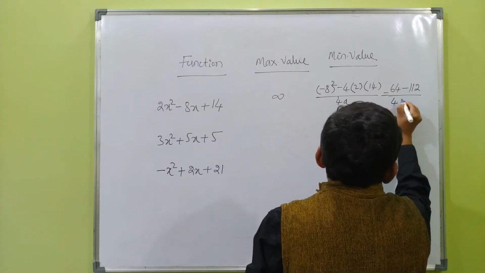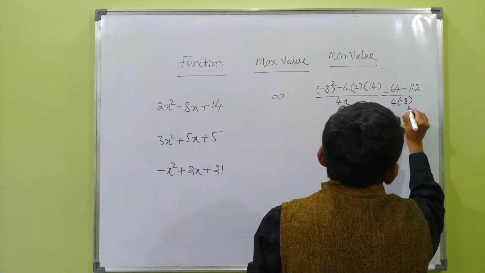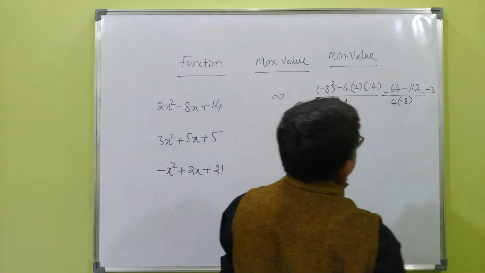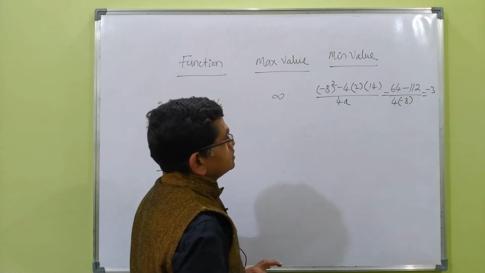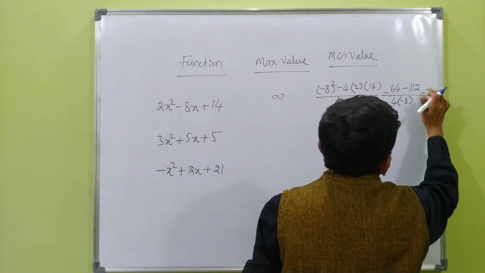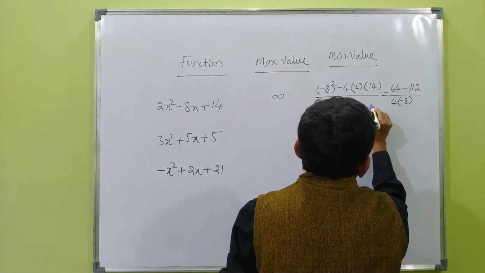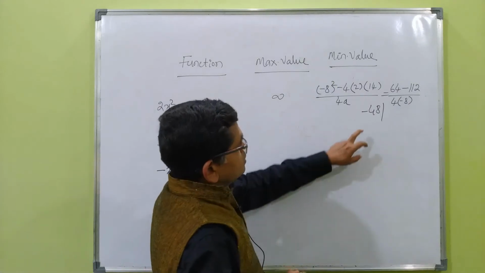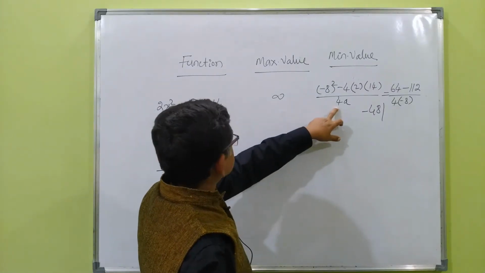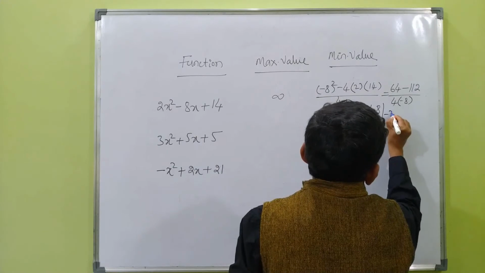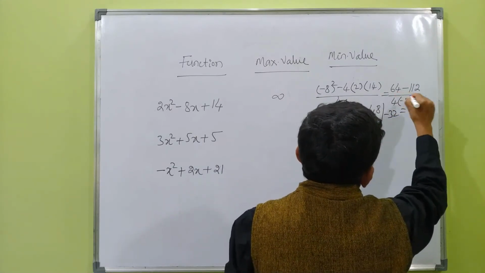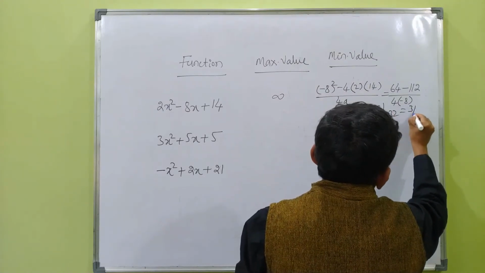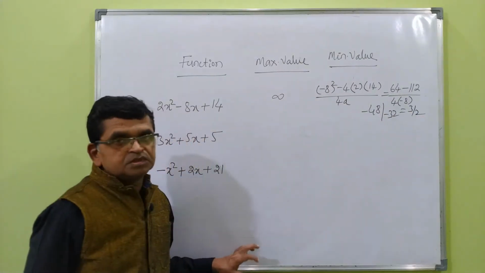Divided by 4 into minus 8, that is minus, how much it is, 48, minus 48 by 4a, isn't it, minus 32. You verify this answer, okay. That is 48 means 16 3s are 16 2s. You check once.